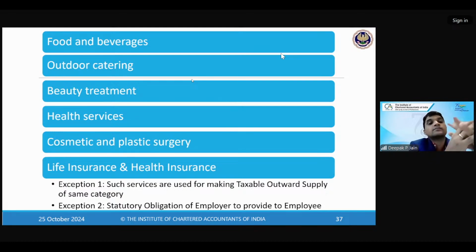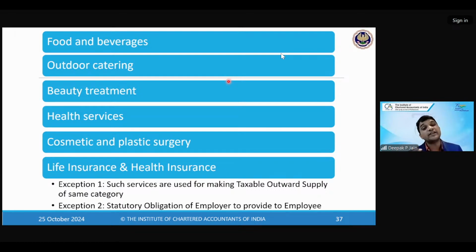Okay. Then any kind of outdoor catering, similarly. You didn't buy food, but you have engaged a catering agency, that is also not allowed. So directly, indirectly, any kind of food and beverages, whether you go to the restaurant or get it by a caterer, still credit will not be available.